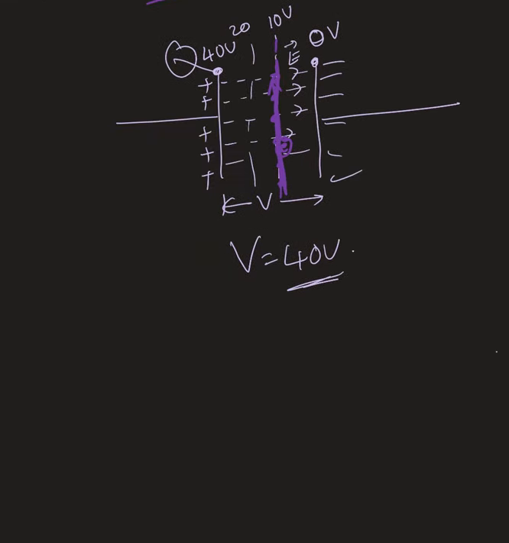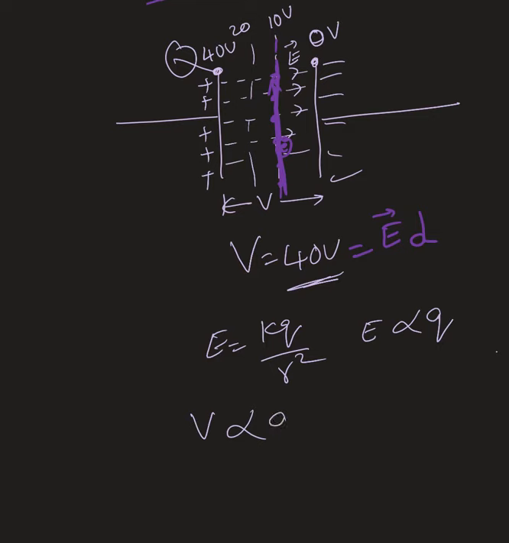So V equal to E times D, where E is the electric field and D is the distance between the plates. We know that E is nothing but kQ over r squared, so basically the electric field is proportional to Q. Based on this, can I say V is also proportional to Q?